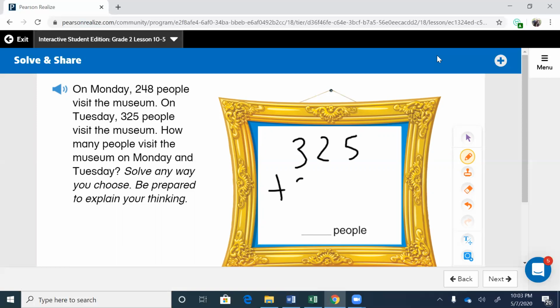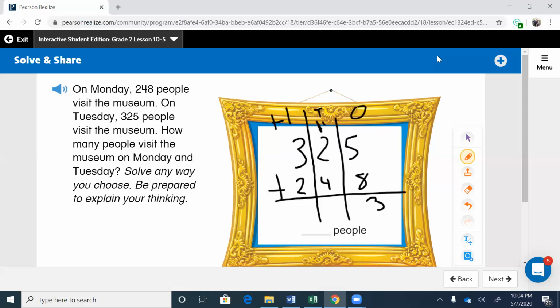325 plus 248. Really simple. So what you do, if you need this help, hundreds, tens, ones. Start with the ones. 8 plus 5 is 13. Put the 3, carry the 1, and don't forget to add that 1. That can be one of the downfalls of using this method. A lot of people forget to count the 1.